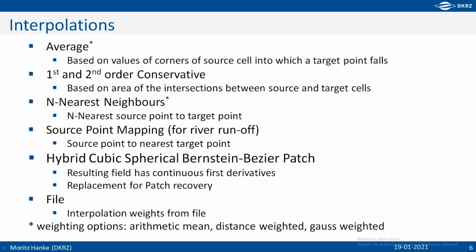runoff. And then, which is quite unique to YAC, is a higher order method for point-based data called hybrid cubic spherical Bernstein-Bezier patch interpolation, called Bernstein-Bezier. Its resulting field has contiguous first derivatives, and it is a replacement for the patch recovery available in ESMF. And the result is similar to that of the bicubic interpolation that you might know from the SCRIP library.